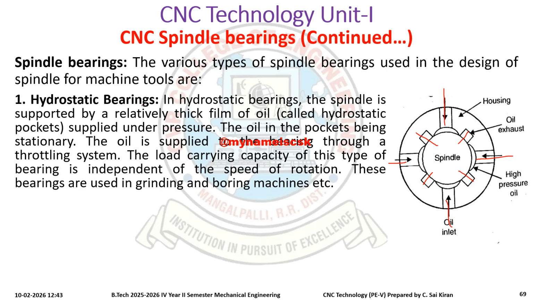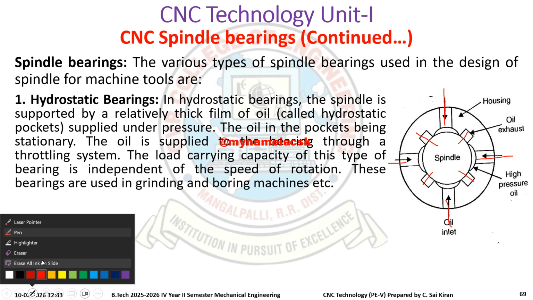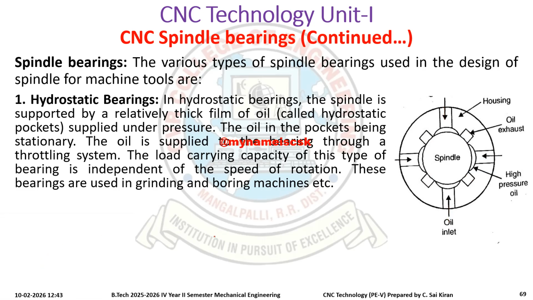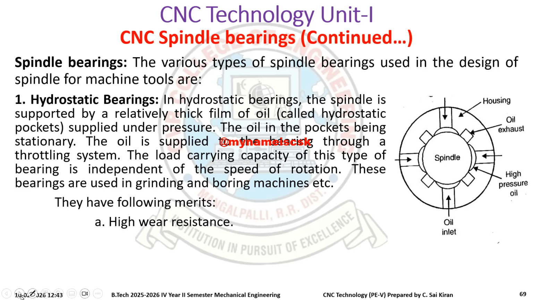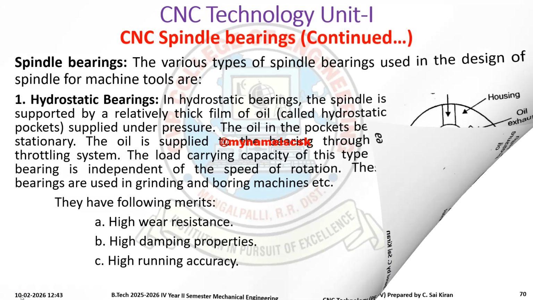The spindle is supported by a relatively thick film of oil poured inside the bearing through the throttling system, and in this case it is completely independent of rotational speed. It is used in grinding and boring machines. We use this kind of spindle, and it has the following merits. Advantages: high wear resistance if you use a hydrostatic bearing, and high damping properties. It will damp the vibrations. Next, high running accuracy. It is highly accurate.